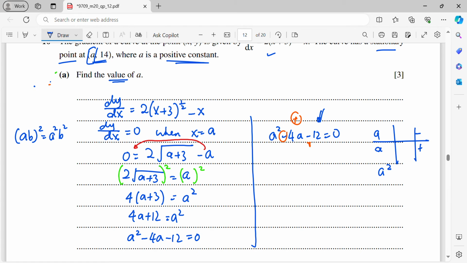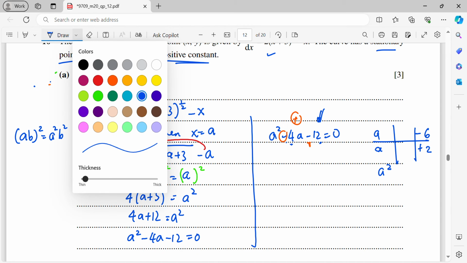Since they are different signs, that means the difference of two numbers will be 4. So I will have 6 times 2. The difference is 4, and 6 and 2 give 12. So the difference is 4, and make sure it is minus 4. So minus 6 and 2.